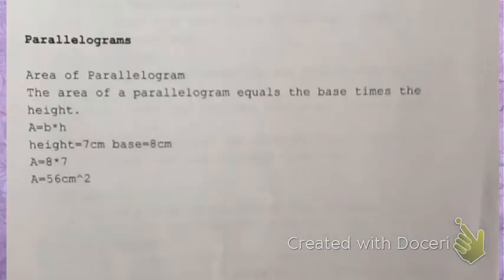And now to parallelograms. Area of a parallelogram. The area of a parallelogram equals the base times the height. A equals B times H. If the height is 7 centimeters and the base is 8 centimeters, then the area of the parallelogram would be 56 centimeters squared.